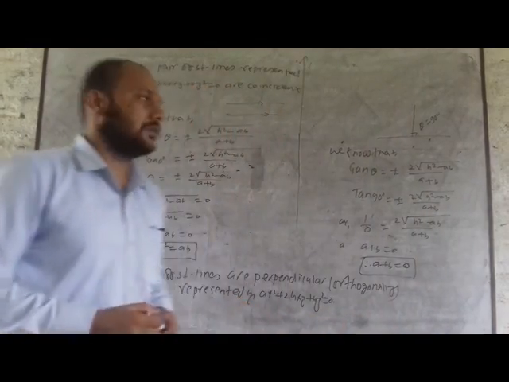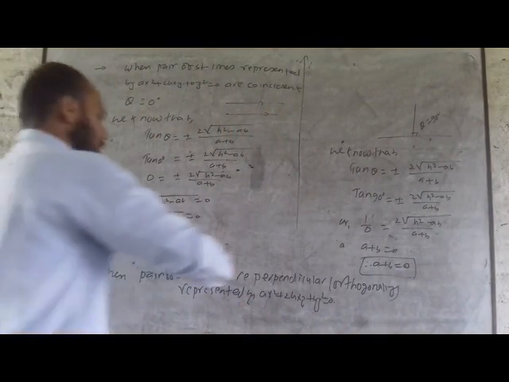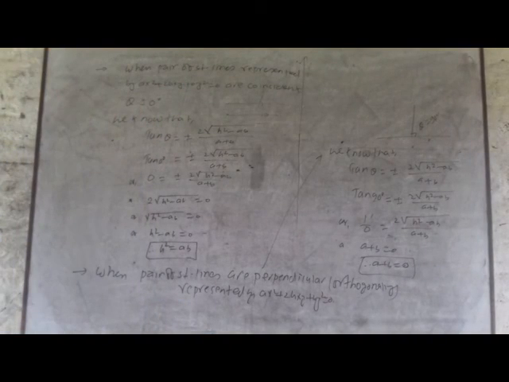When the pair of straight lines represented by the equation ax square plus 2hxy plus by square is equal to 0 are perpendicular, which is also known as orthogonal, then their condition is a plus b is equal to 0. Write it down.